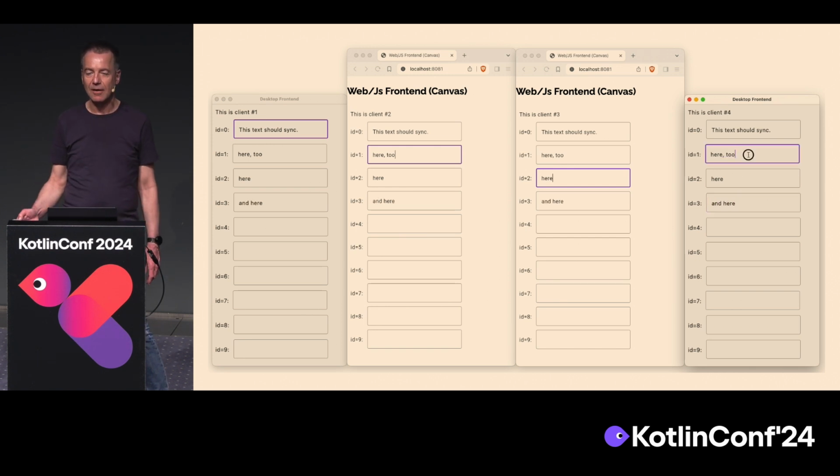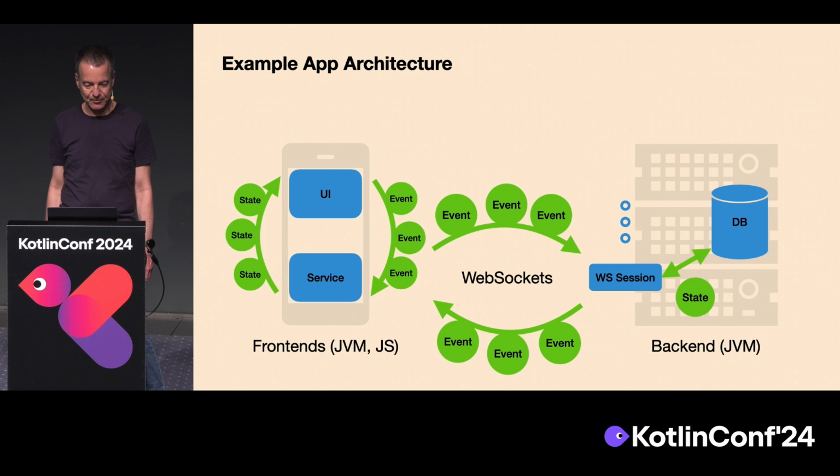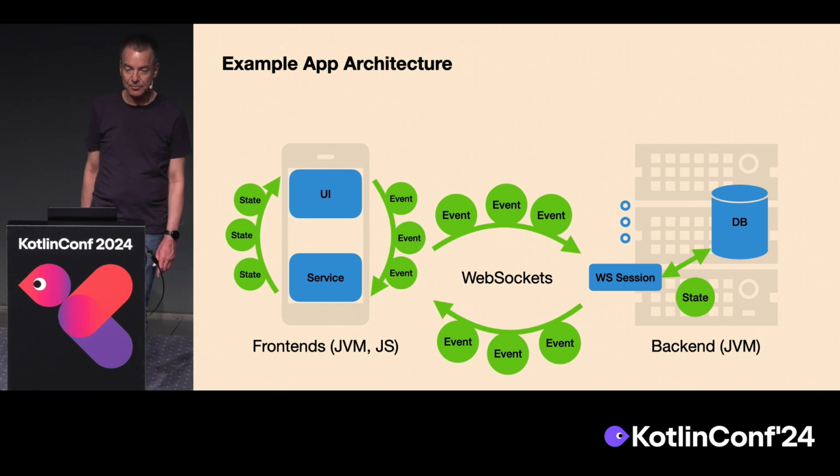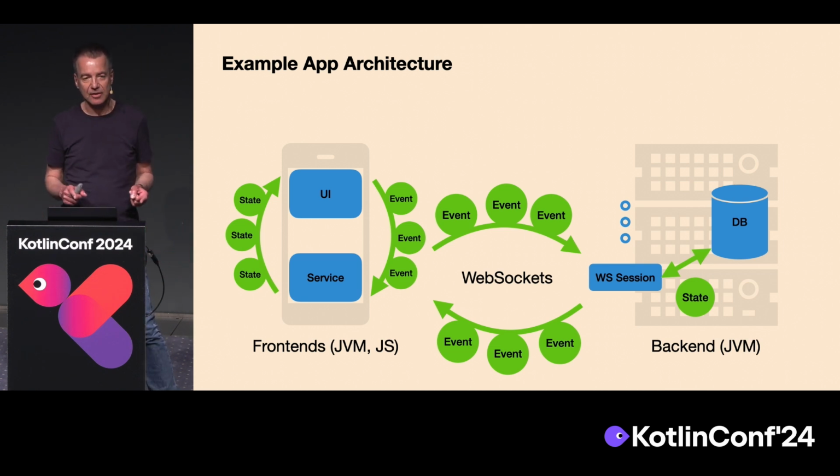So the example app architecture looks like this. We have a JVM backend. We have these desktop front ends which also run on the JVM, and we have browser front ends running on JS. They're connected via WebSockets, and on the backend there's a WebSocket session, one for each front end.